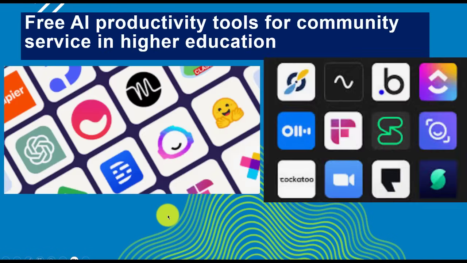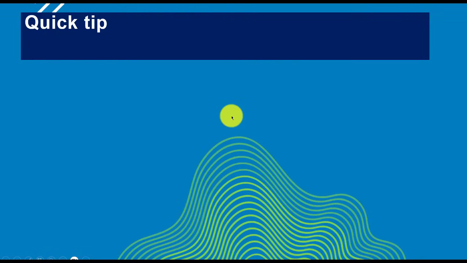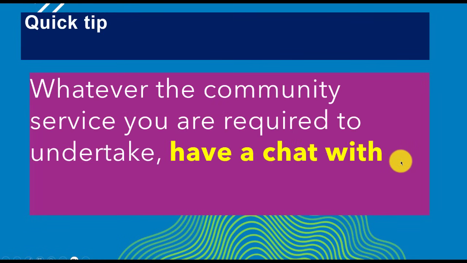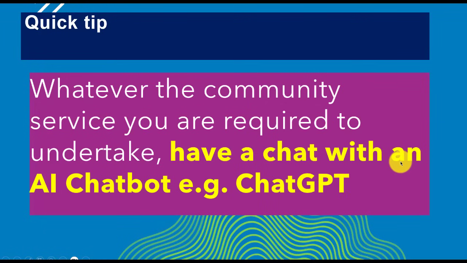So now let's see the free AI productivity tools that we can use for all of these things. There are plenty, but I'm going to give you a quick tip. And the tip is that whatever that service is, the first thing I request that you do is have a chat. Say, telephone call. And I lie, don't be telephone call. Have a chat with an AI chatbot like ChatGPT. Let me give you a few examples.